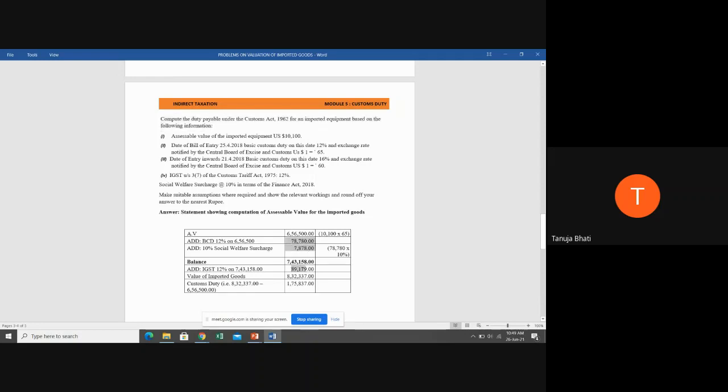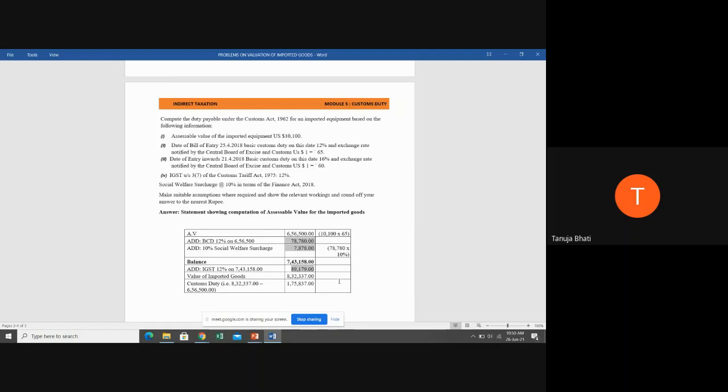Ma'am, is the surcharge fixed for every transaction or is it variable? Social welfare surcharge is 10%. Is it fixed or variable depending upon the goods or the transaction? It is fixed. But in the problem, if they give you maybe 1%, 5%, whatever is given in the problem, you consider that. Otherwise, you can consider it as 10%.